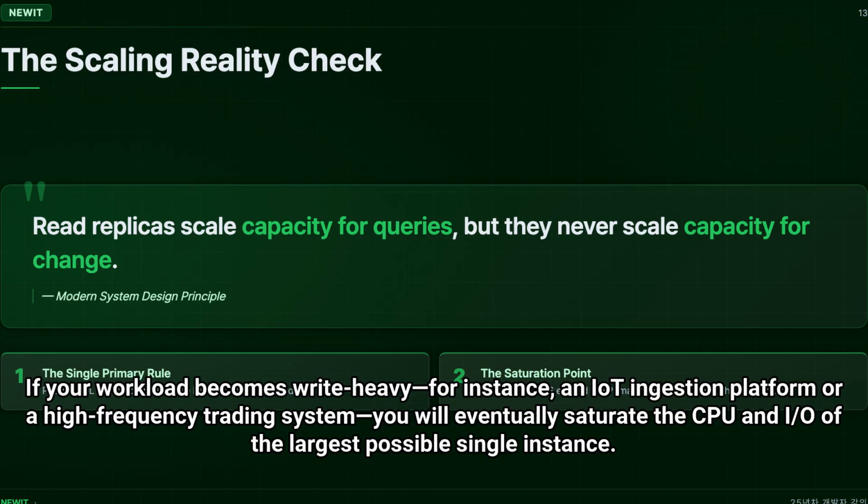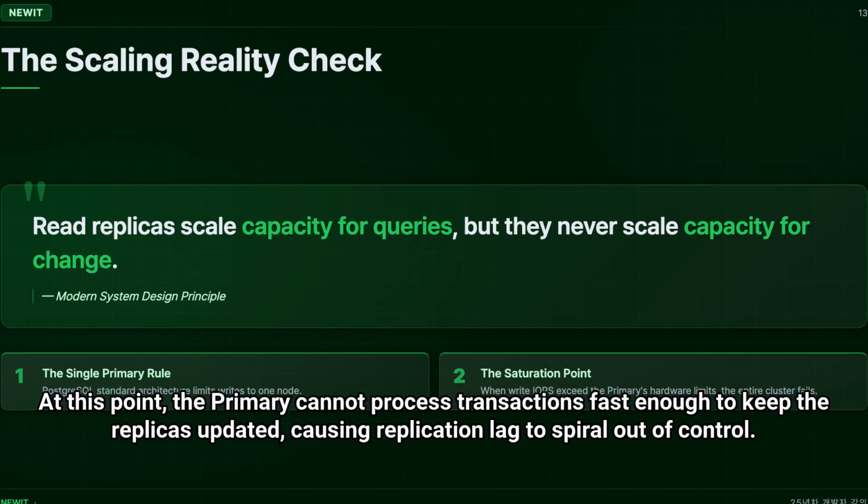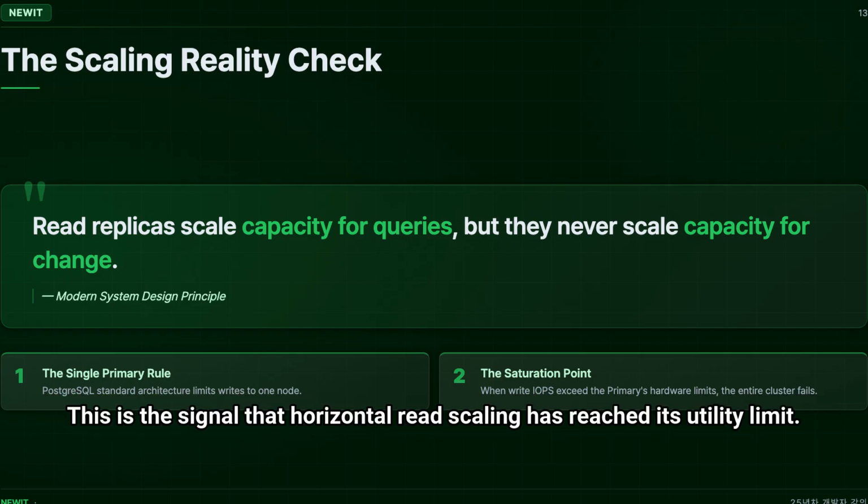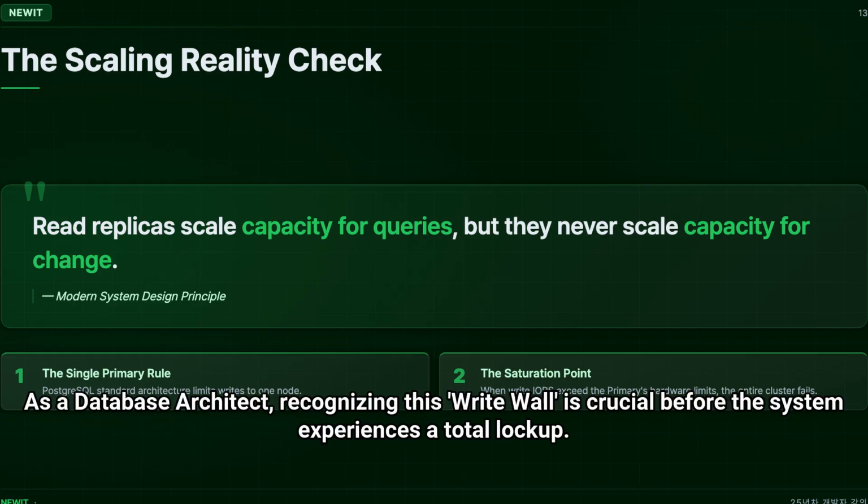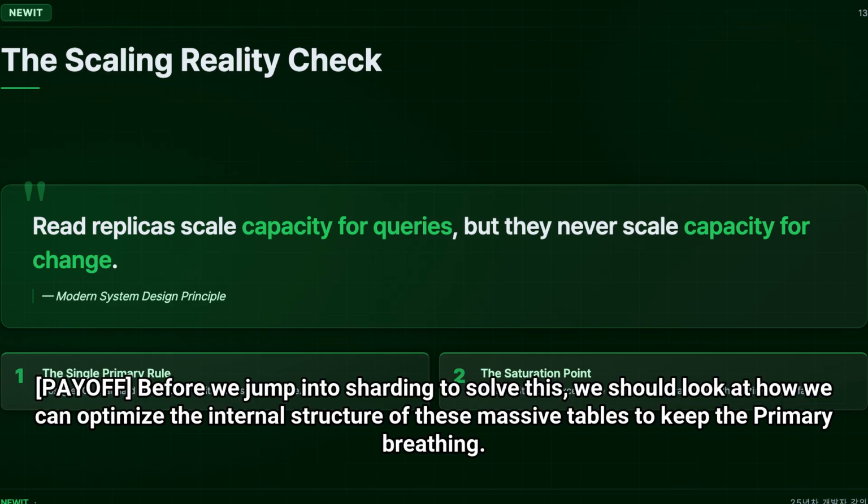If your workload becomes write-heavy, for instance, an IoT ingestion platform or a high-frequency trading system, you will eventually saturate the CPU and I/O of the largest possible single instance. At this point, the primary cannot process transactions fast enough to keep the replicas updated, causing replication lag to spiral out of control. This is the signal that horizontal read scaling has reached its utility limit. As a database architect, recognizing this write wall is crucial before the system experiences a total lockup.